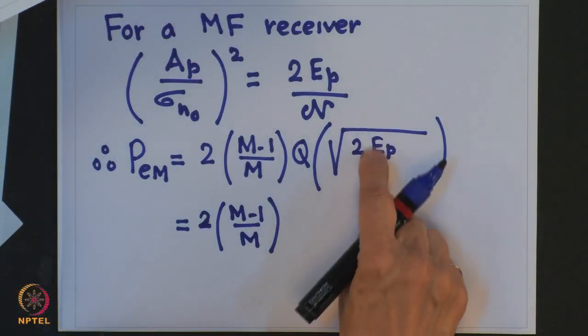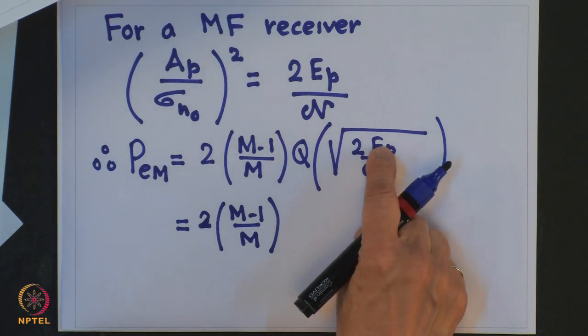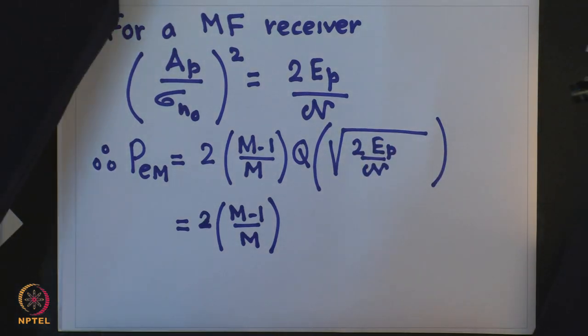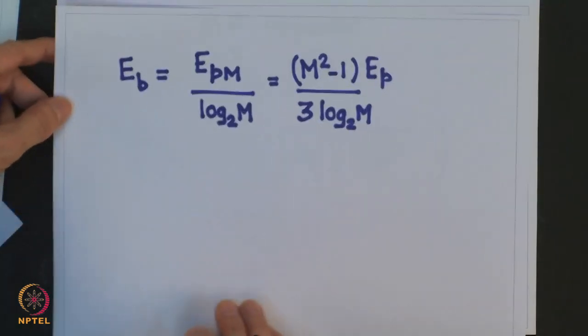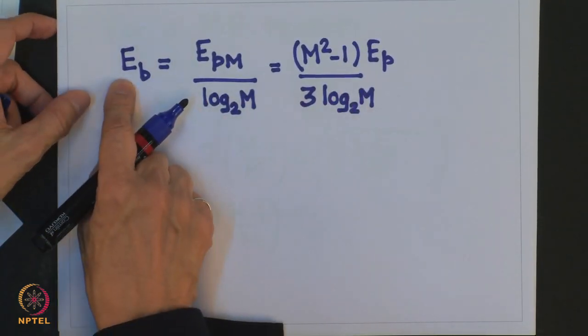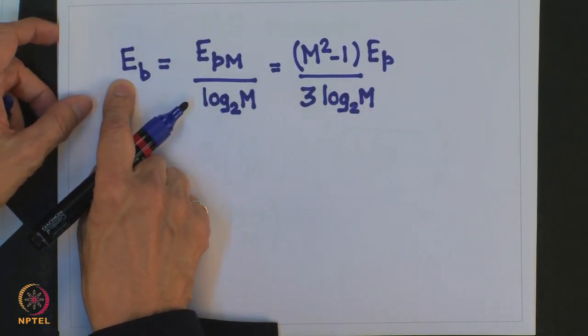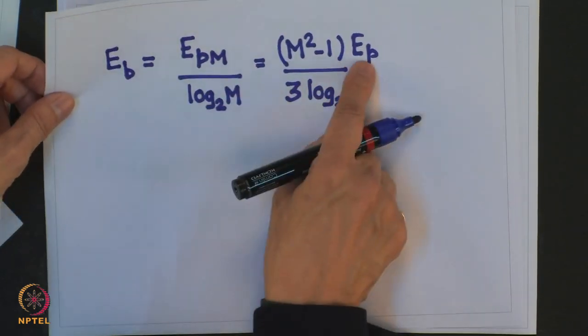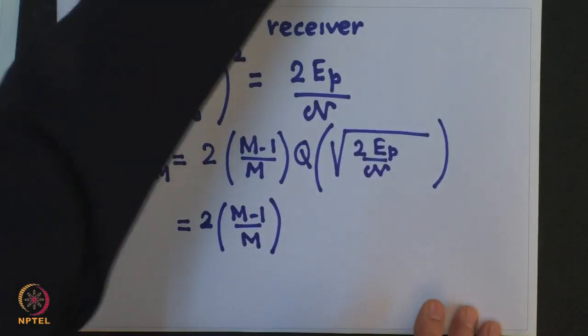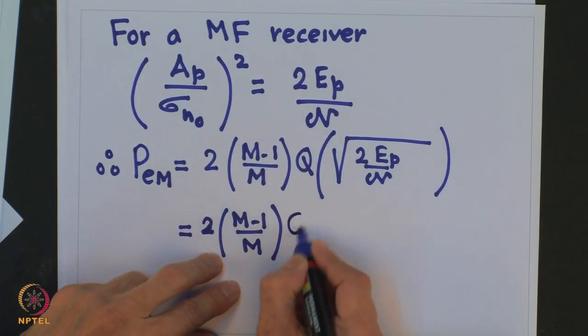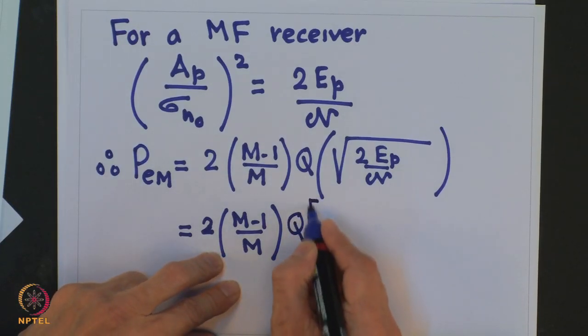now this Ep we can rewrite in terms of bit energy, which we have derived earlier, correct. So, we will write this Ep in terms of the average bit energy. If we do this, I get this of this form.